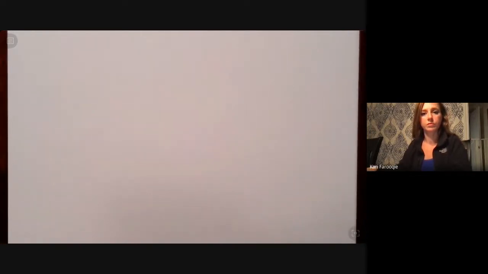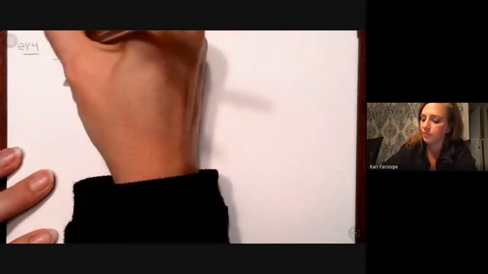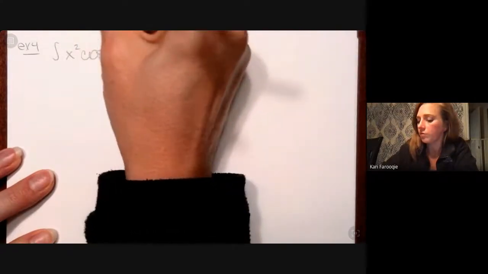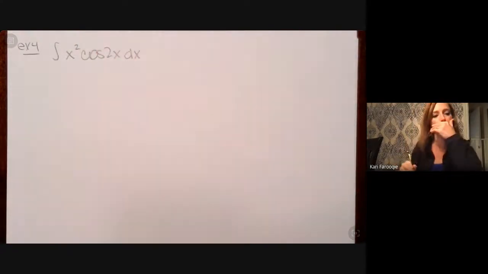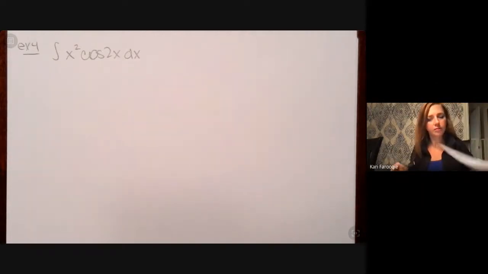Example 4. All right, so this one is going to be a little different. This one is x squared cosine 2x dx. You might be thinking that this looks basically like what we did for example 2. And it's similar, I'll give you that.